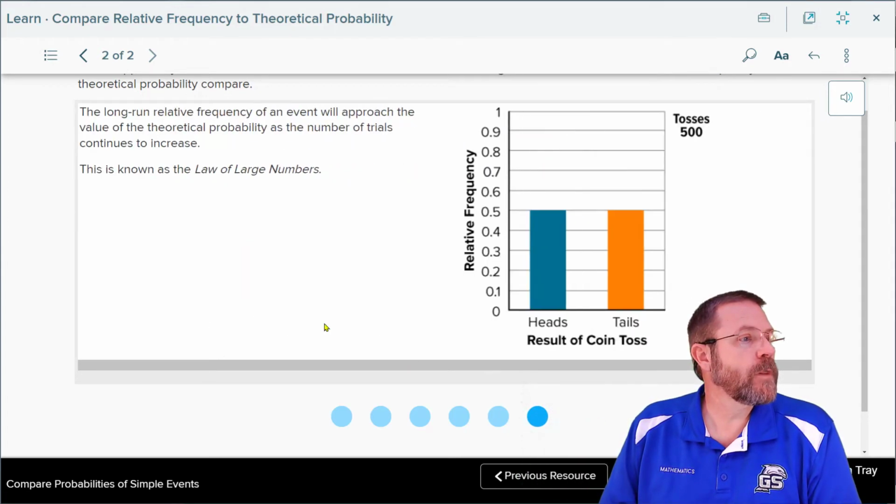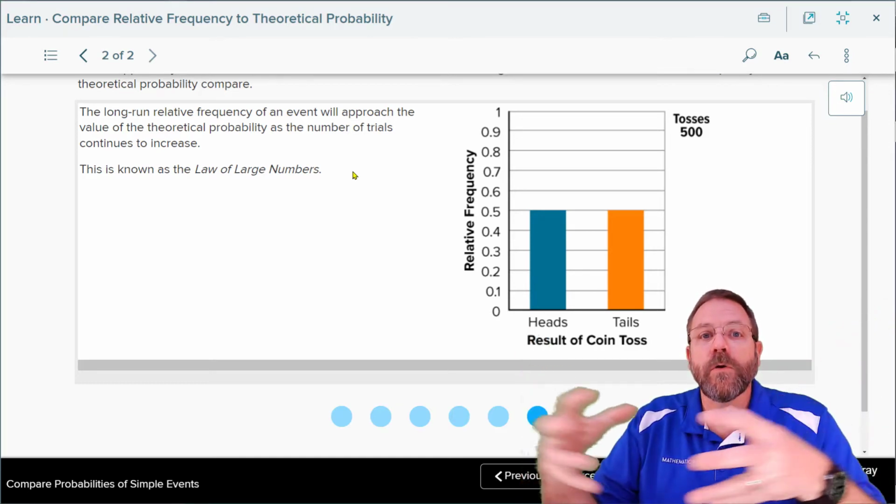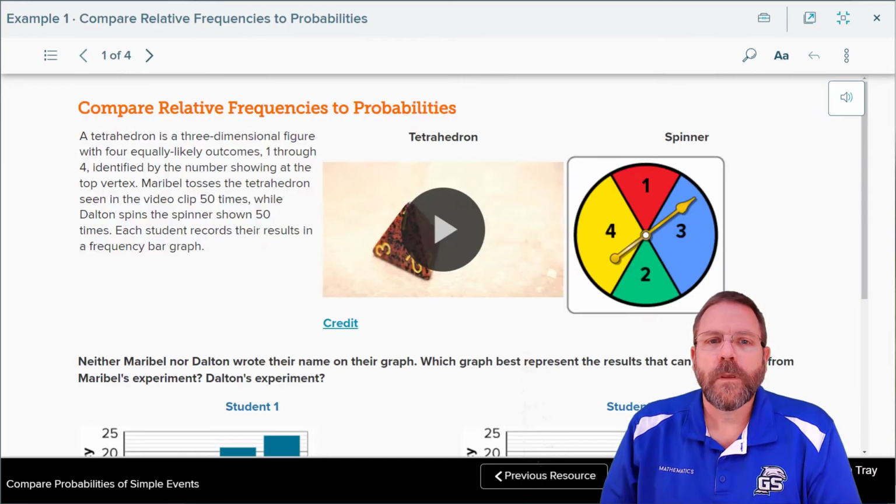And the final slide here says, yep, this is known as the law of large numbers. The more trials you have, the closer it's going to be together. The law of large numbers. Okay, let's get started on example 1.